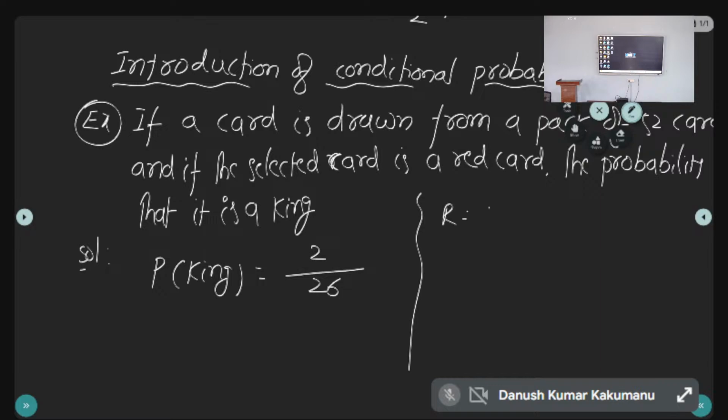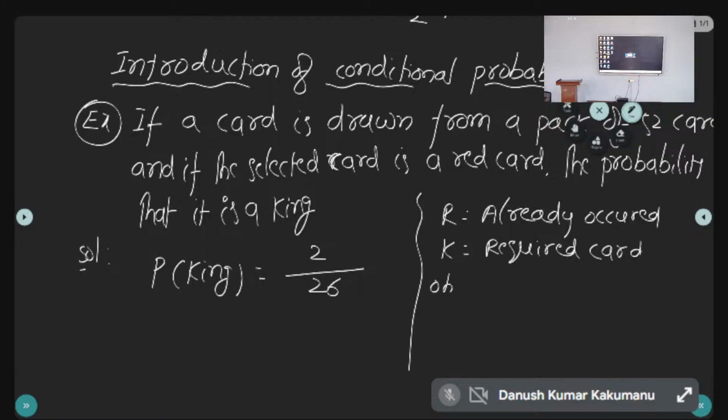Now from this observation, R already occurred. The already occurred card is a red card, denoted with R. I am just giving a notation. K is the required card. K means king, king is my required card. Observe this clearly. From this observation itself, we are writing a definition.